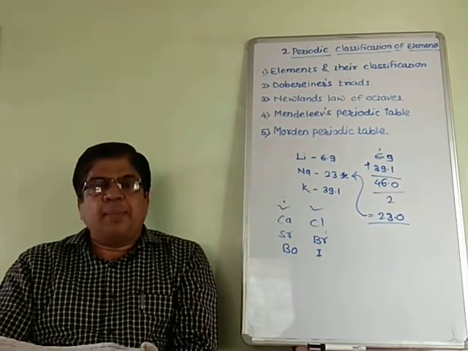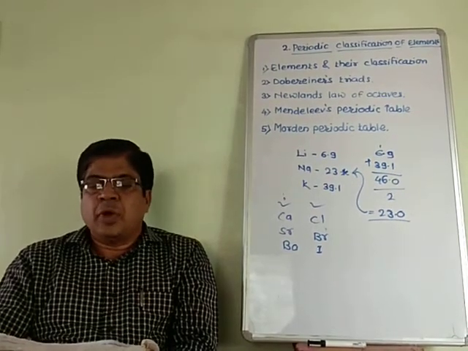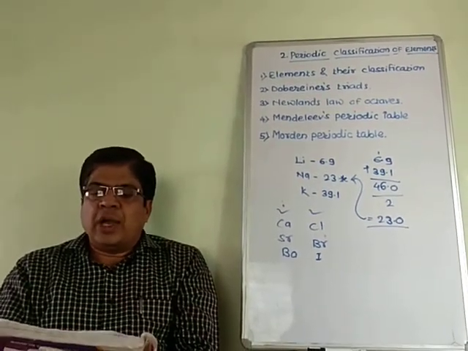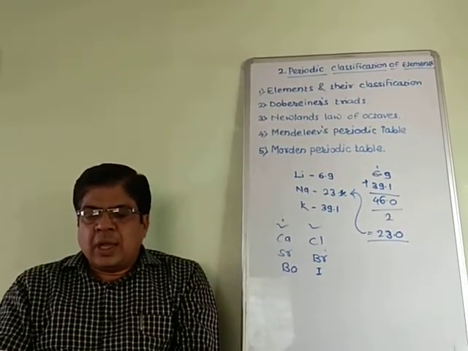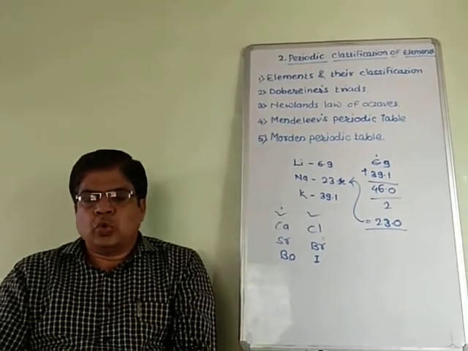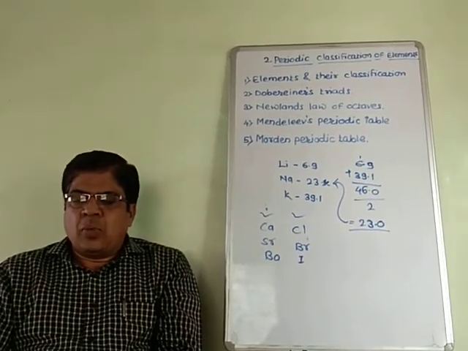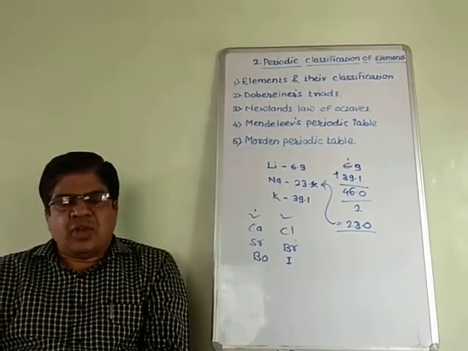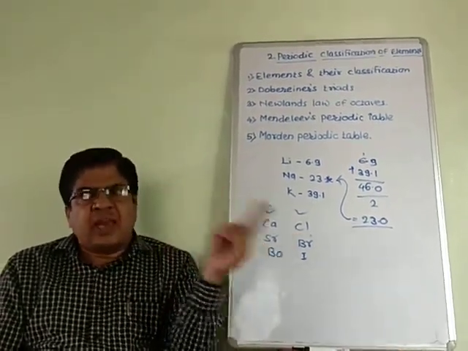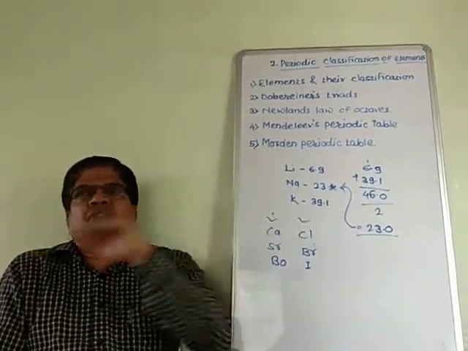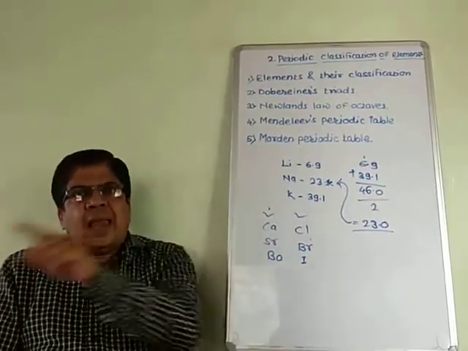The elements in the second period, namely lithium, beryllium, boron, carbon, nitrogen, oxygen, fluorine, neon, have electrons in two shells, K and L shell. The elements in the third period, namely sodium, magnesium, aluminum, silicon, etc., have electrons in three shells, K, L, M. Some have electrons in two shells, K and L, and some in K, L, M. These are shells of electrons.